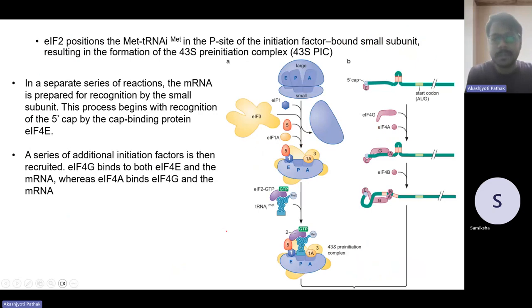So this is what happens. You see this figure. This is the large subunit and small subunit. In the first step, the large subunit and the small subunit have dissociated. So this is your small subunit and this is the large subunit.